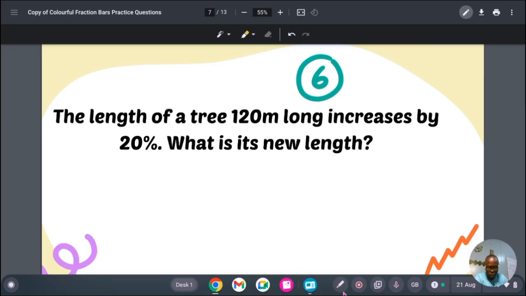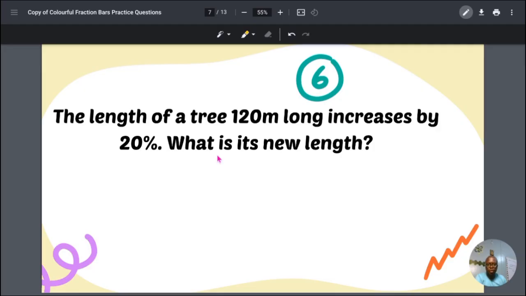Okay, this is pretty easy to do. I just want you to look at this. This is percentage increase. So the initial length of this tree is 120 meters, increased by 20%. So we have to do 20% of that 120 meters to know how much that increases. 20% of 120 meters. So that's 20% is 20 over 100, multiplying 120.